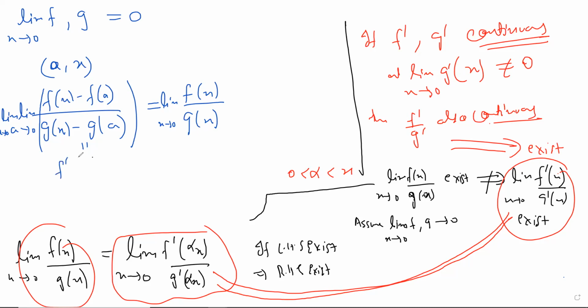Here you will get f dashed alpha. In this case, the alpha will be between x and a. But the problem is then this alpha may not go to 0. No, it will go to 0 because x is going to 0. Right. Yeah, so this is a very good, straightforward reason.